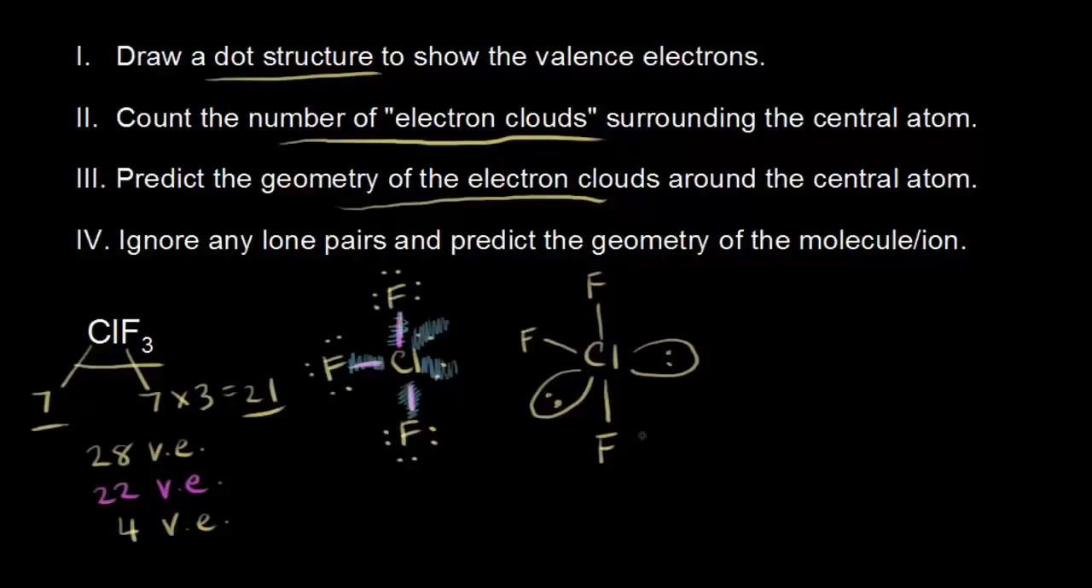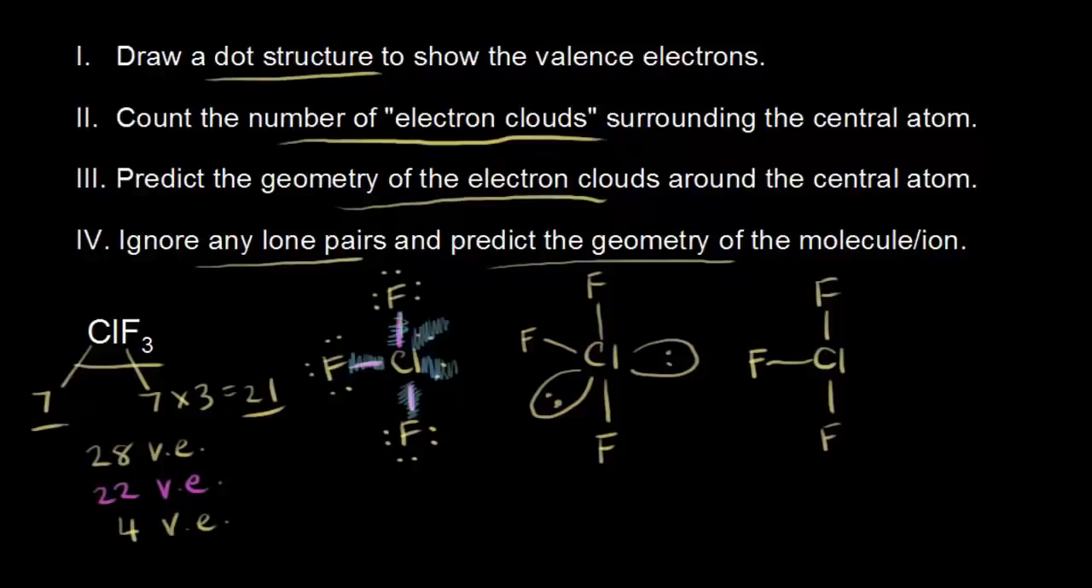Let's go ahead and talk about the final shape, right? When you're talking about the final shape, you ignore any lone pairs and you predict the geometry of the molecule here. So if we ignore lone pairs, let me go ahead and redraw that. We're going to put in our chlorine here. Right, so there's our chlorine. We ignore lone pairs, so we have our two axial fluorines, and then we have our equatorial fluorine, 90 degrees to our axial fluorines. And that's of course an ideal bond angle.